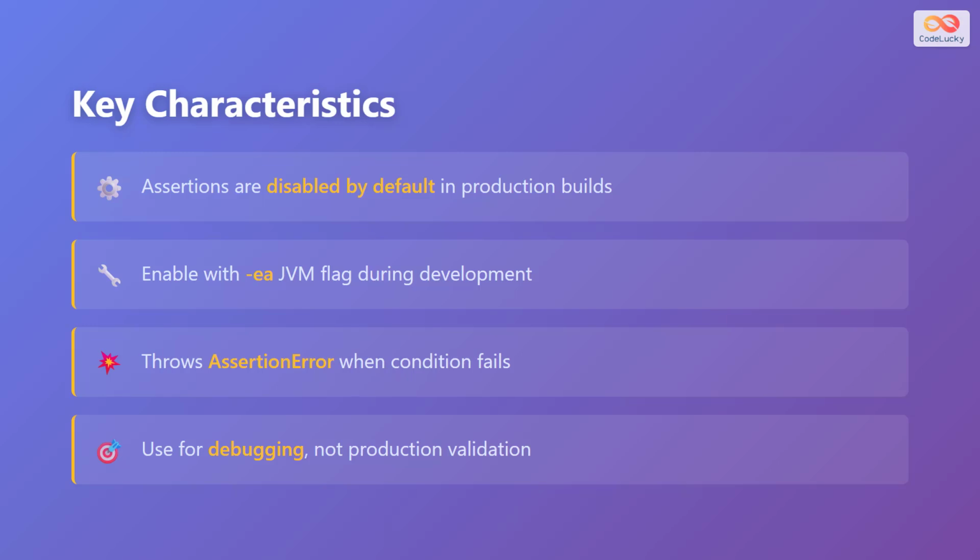There are 4 key characteristics you need to understand about assertions. First, assertions are disabled by default in production builds, which means they have 0 performance impact on your released application. Second, you enable assertions during development using the -ea JVM flag. Third, when an assertion fails, it throws an assertion error exception. And fourth, assertions are specifically meant for debugging during development, not for validating data in production environments.